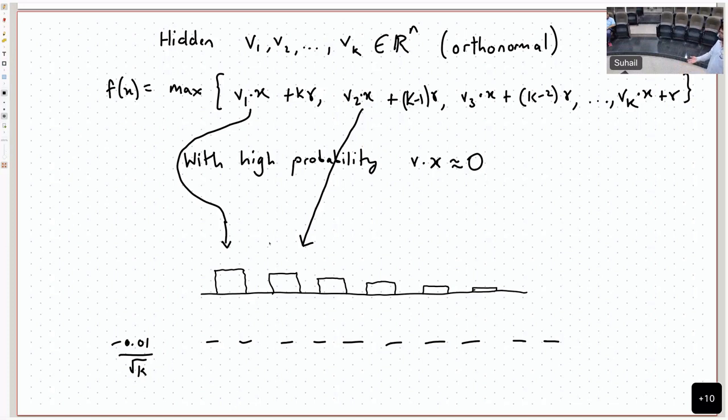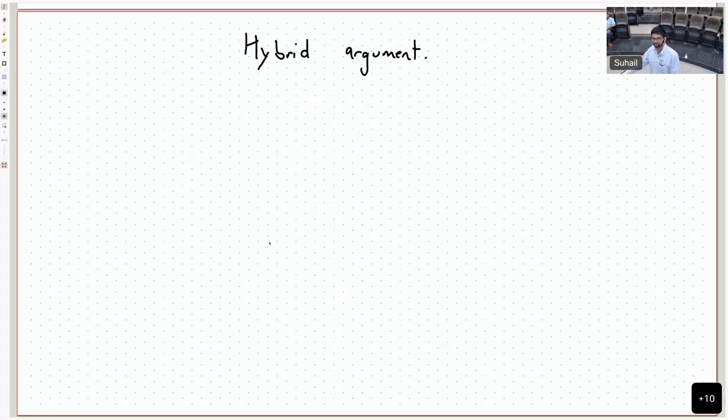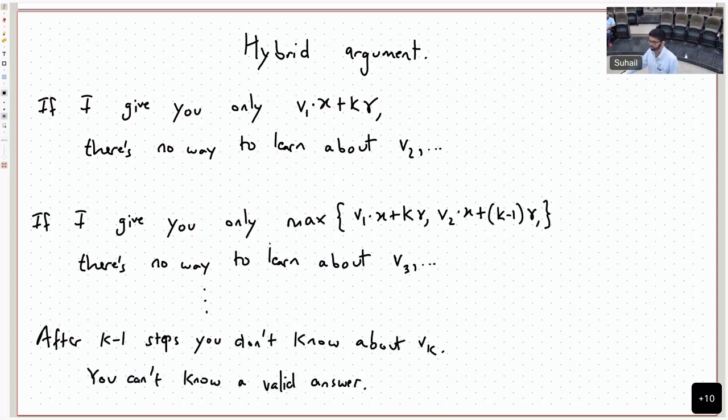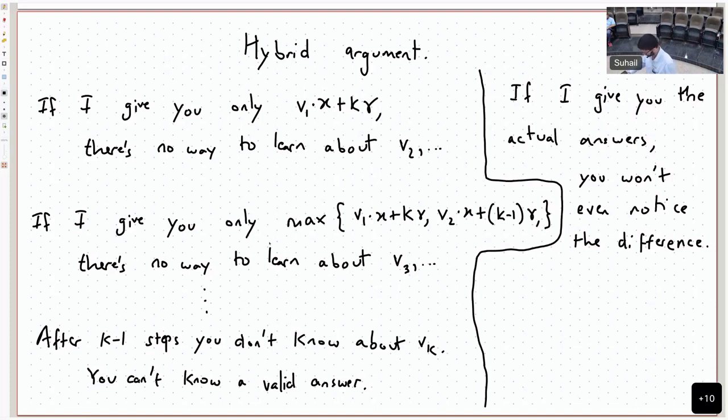In its first query, it's going to learn v1. In its second query, it will learn v2, and so on. It will take k queries before it learns vk. And so it requires k queries. To formalize this argument, use something called the hybrid argument, which I won't go into unless somebody has questions about it. It's a fairly straightforward argument, but I've also gone over time.